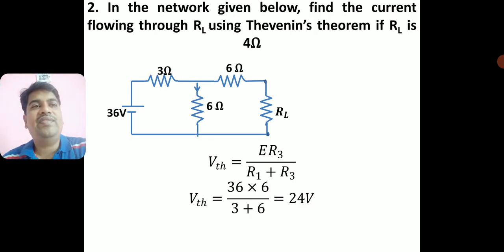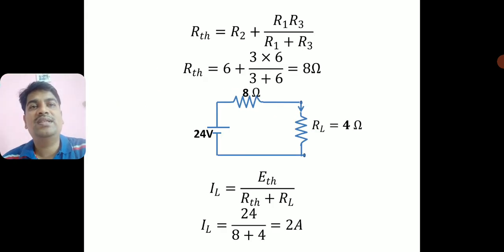Alright, so after finding VTH, one more thing is to find the RTH. RTH is R2 plus R1 R3 by R1 plus R3. So substitute it. RTH is equal to 6 plus 3 into 6 by 3 plus 6, because that 3 and 6 are in parallel and this 6 is in series. So substitute it and you will get 8 ohms as RTH.